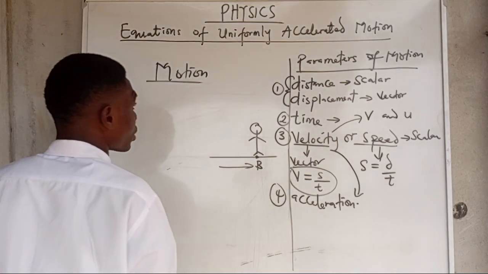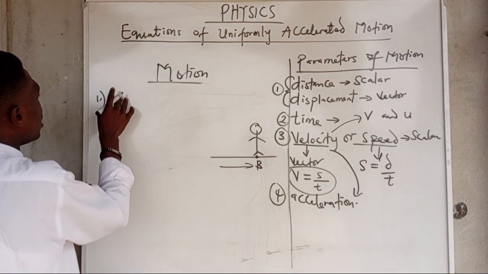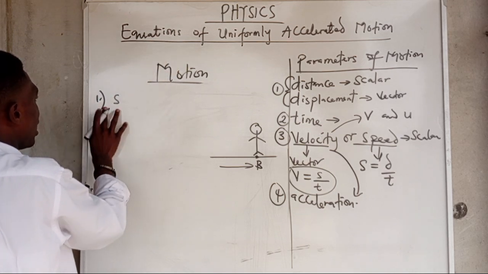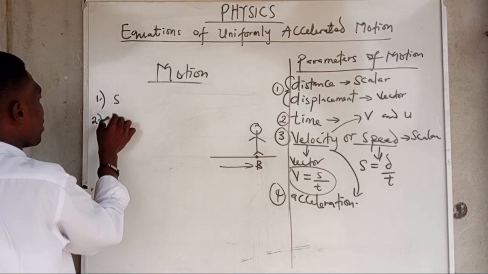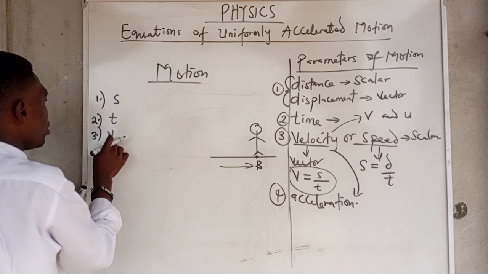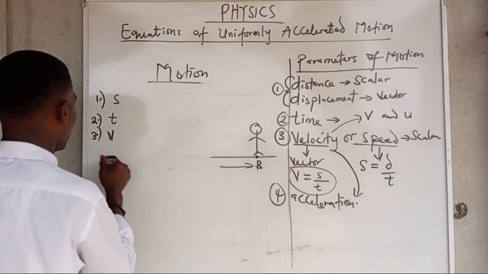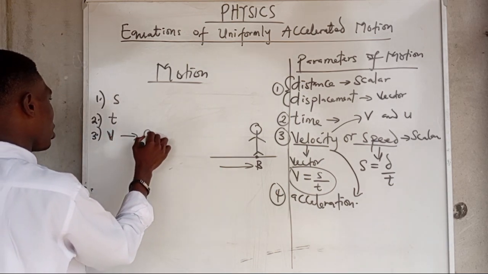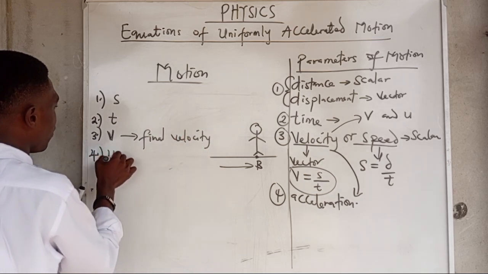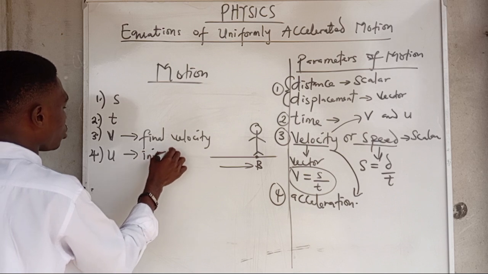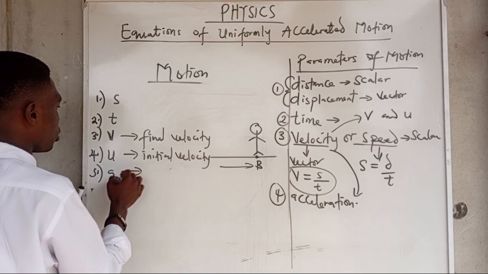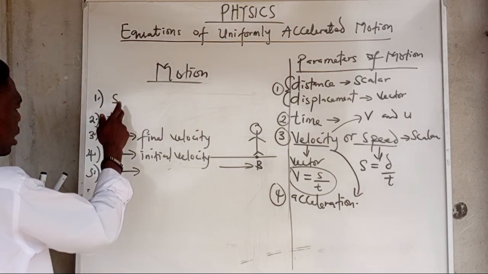So I think I have to go on to write the parameters out very well so that we can see what we have. Number one is distance. In this equation, we're going to be calling distance s, then number two, we have time t, then number three, we have velocity, or speed. But since velocity is of two types because of acceleration, we have final velocity v, and then initial velocity u. Are we together now? And then finally we have acceleration. These are the parameters of motion, STVUA.